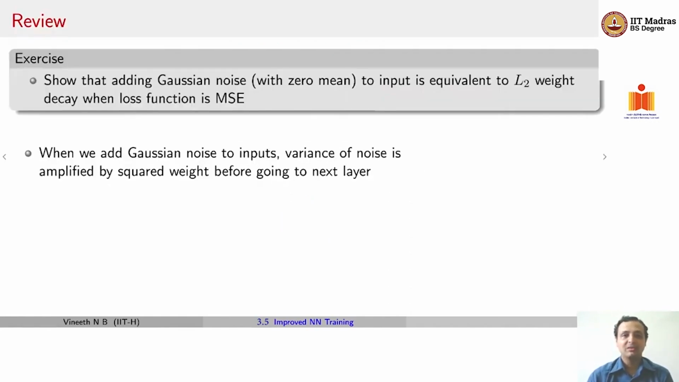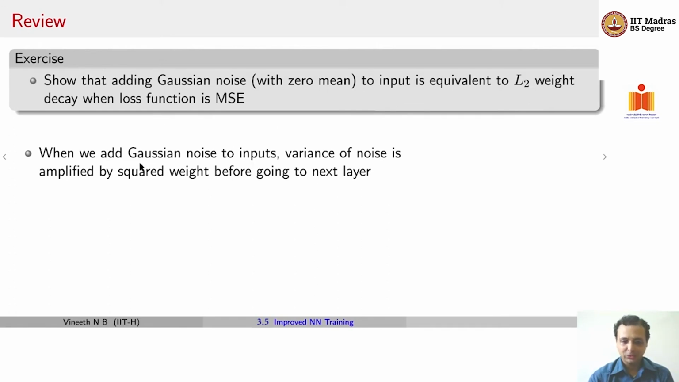Before we go forward, we left one question behind. Your exercise was to show that adding Gaussian noise with zero mean to the input is equivalent to L2 weight decay when your loss function is mean squared error. Hope you had a chance to work it out. Let's try to understand why this is the case.